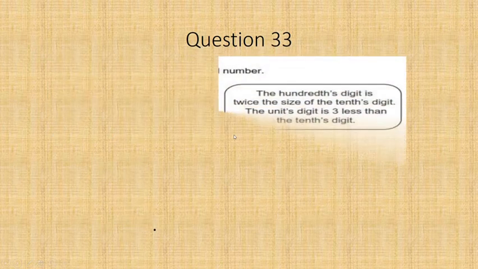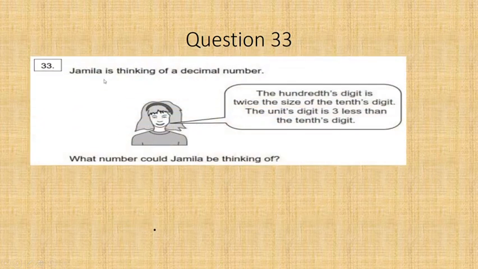Question 33. Here's the question. Jamila is thinking of a decimal number. The 100th digit is twice the size of the 10th digit. The units digit is 3 less than the 10th digit. What number could Jamila be thinking of? But first, let's remember together the story of the houses again.